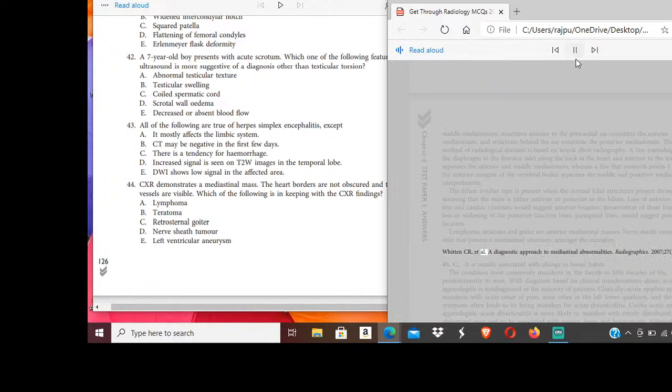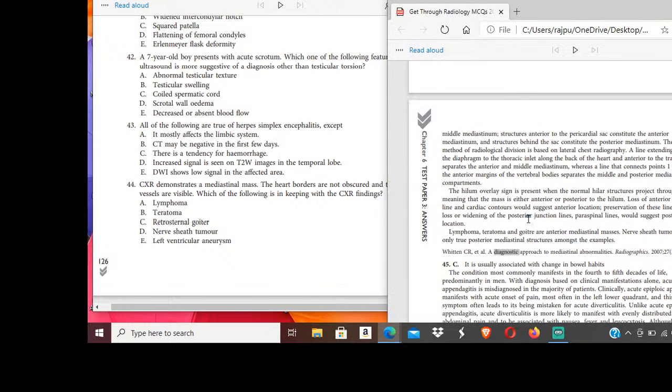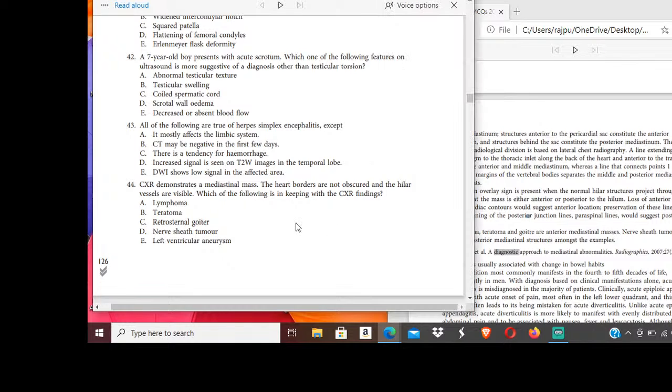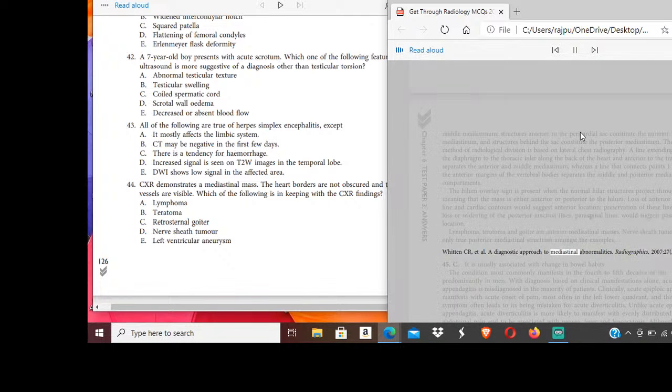Whitten CR, et al. Diagnostic approach to mediastinal abnormalities. Radiographics. 2007, 27, 3657-71.